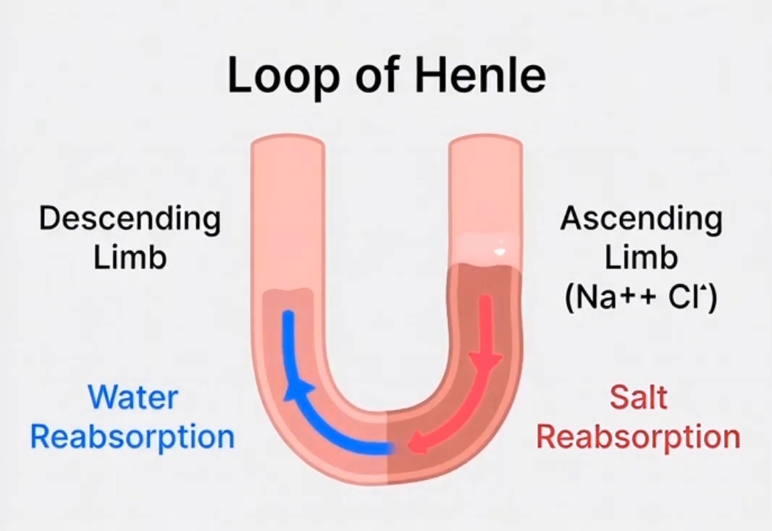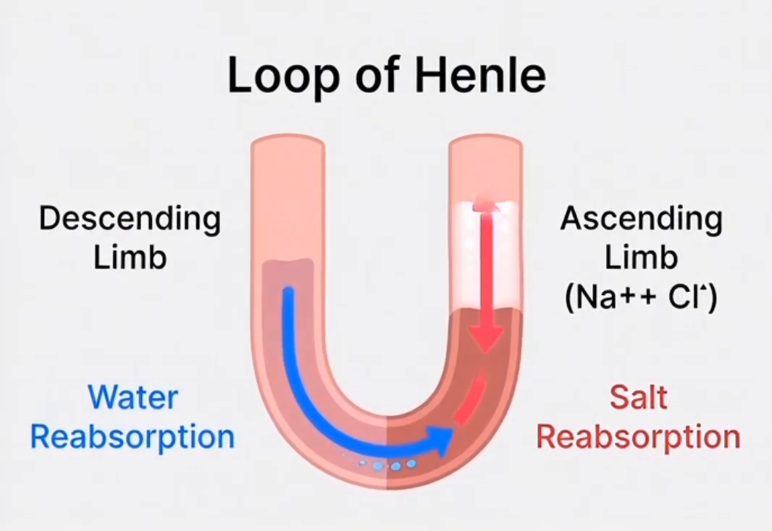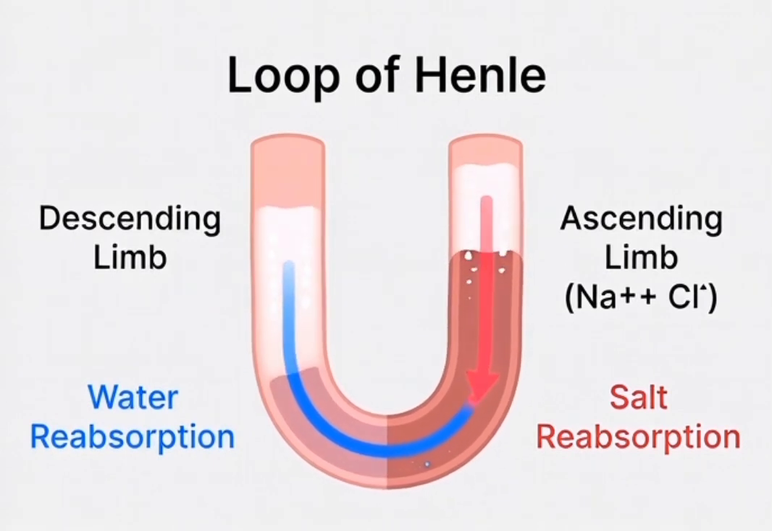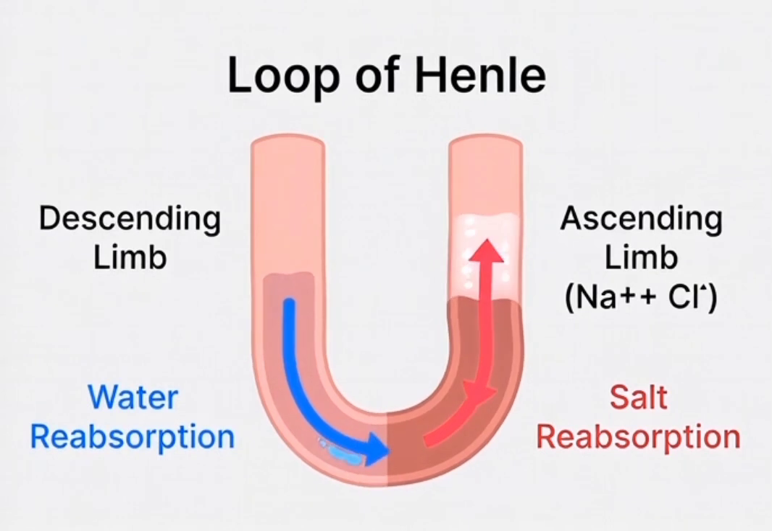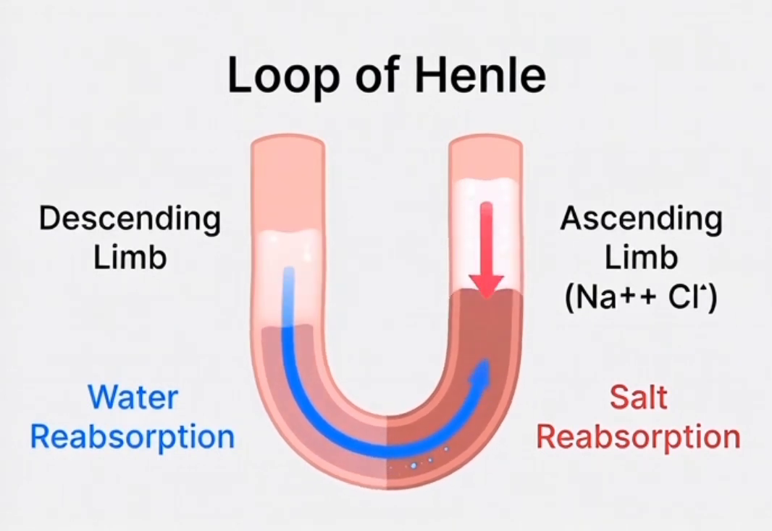The descending limb allows water to leave the filtrate and be absorbed into the blood. The ascending limb allows salts to move out of the filtrate.